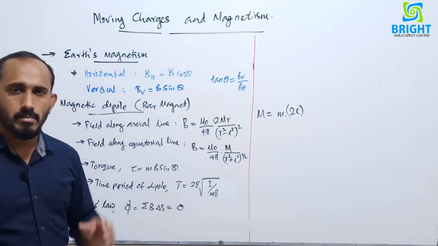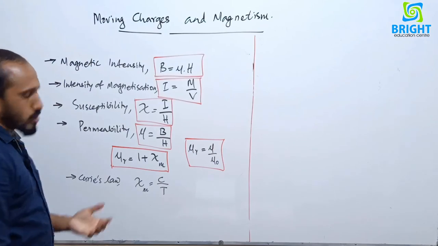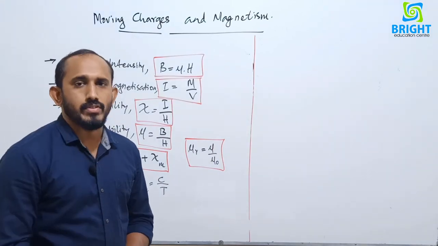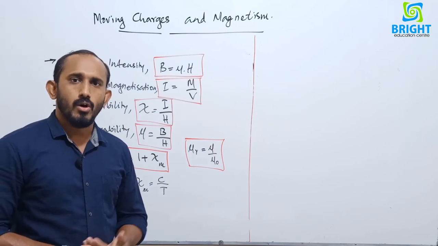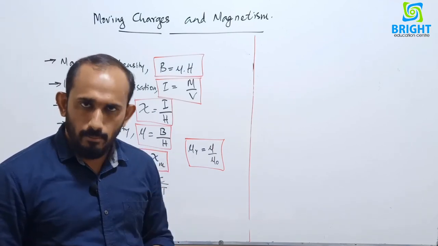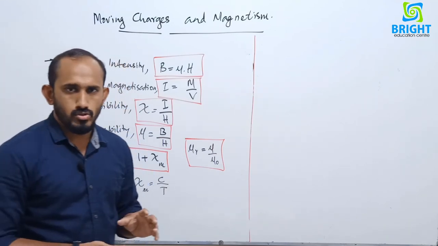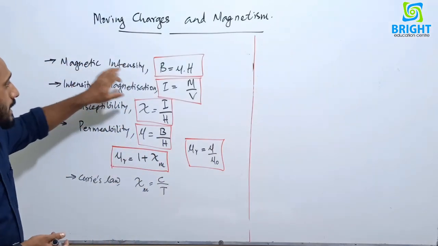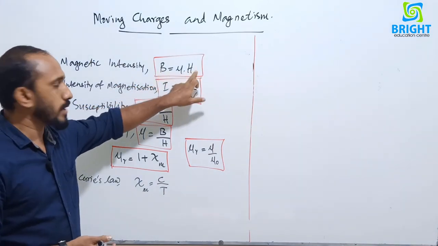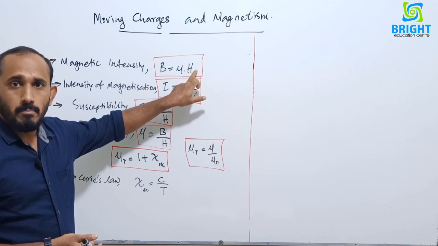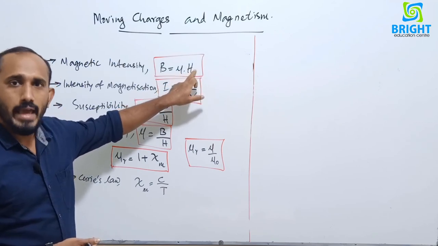Now we can discuss some basic terms of the magnetic materials. Based on these, we can distinguish magnetic materials under three headings mainly: diamagnetism, paramagnetism and ferromagnetism. One term is magnetic intensity H. B is represented by mu into H. H is the magnetic intensity, and B we can call as mu into H.